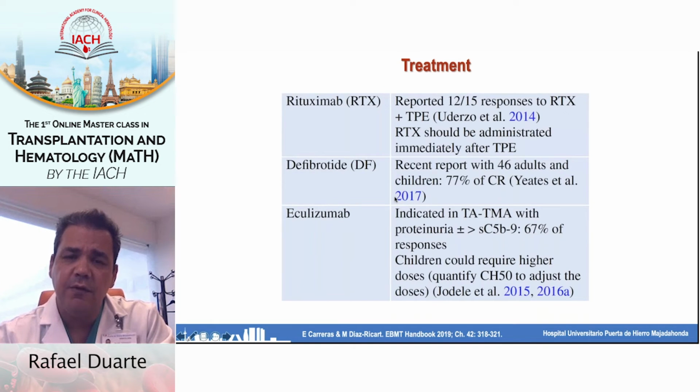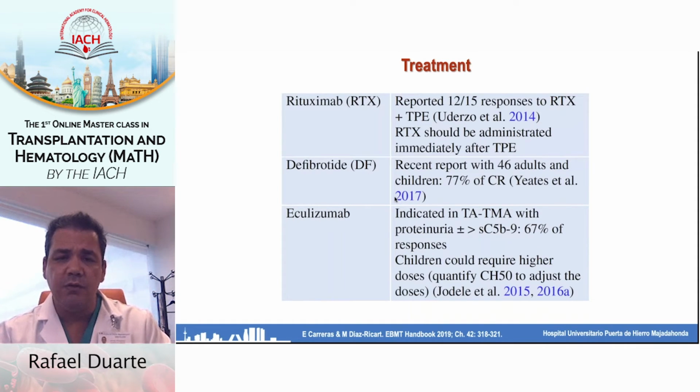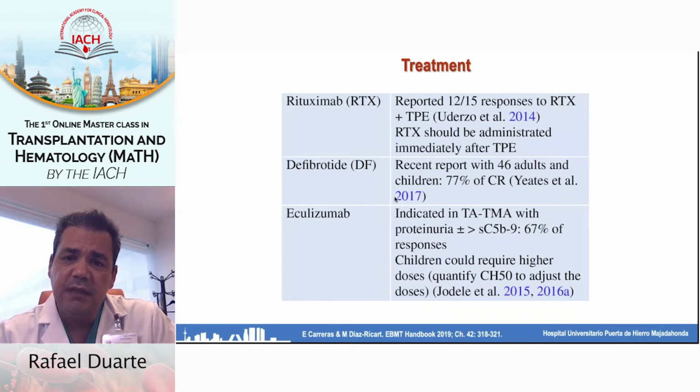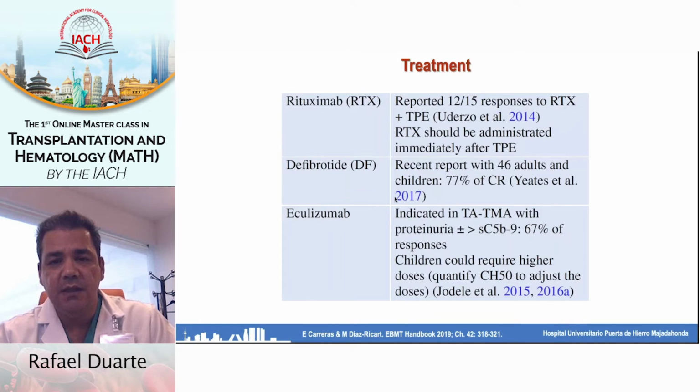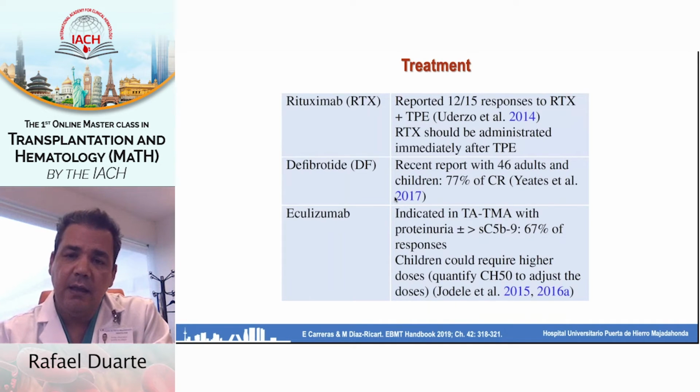Rituximab first, and there are reasonable responses associated with therapeutic plasma exchange, and it should be administered immediately after. Defibrotide, and there are a few reports. The report mentioned here is a study from the Pediatric Disease Working Party and the Inborn Errors Working Party of the EBMT, where they reported in total 17 adults and 22 pediatric patients treated with defibrotide, with rates of response, as you can see, at the level of three quarters.